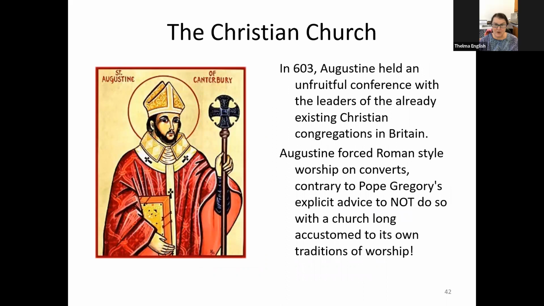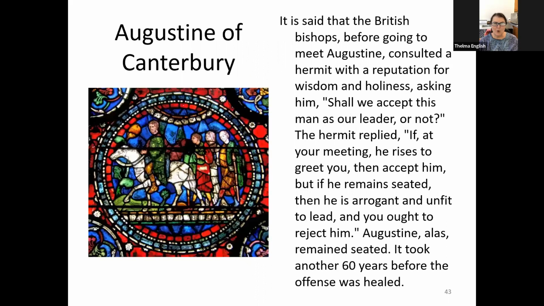In AD 603, Augustine held an unfruitful conference with the leaders of the already existing Christian congregations in Britain. Augustine forced a Roman-style worship on his converts, contrary to Pope Gregory's explicit advice to not do so with a church long accustomed to its own traditions of worship. And this is extraordinary, that Pope Gregory had said, don't make them sing like you, play music like you, dress like you, act like you. Don't make them do that. If missionaries had learned that, like Pope Gregory knew, let them have their own culture. If their worship wants to be loud and clangy and bangy with lots of bongo drums, let them do that. And it is too bad that more people didn't follow that.